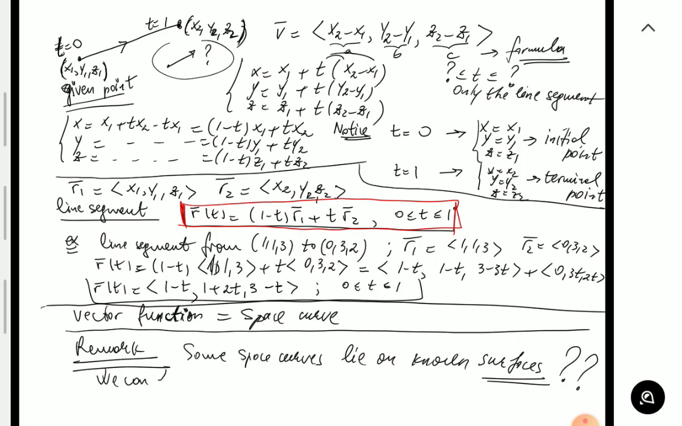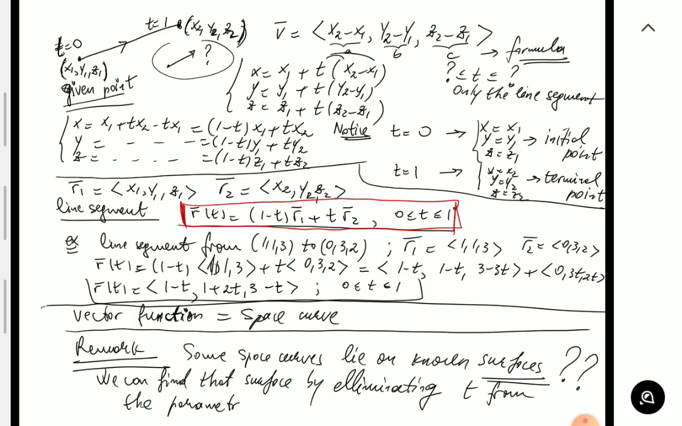So we can find that surface mathematically by eliminating t from the parametric equations representing r of t, the components of the vector function r of t. So let's see what we mean by that on the next page. And again, these examples will be illustrated with Maple when I'm done with the written part of the lesson.